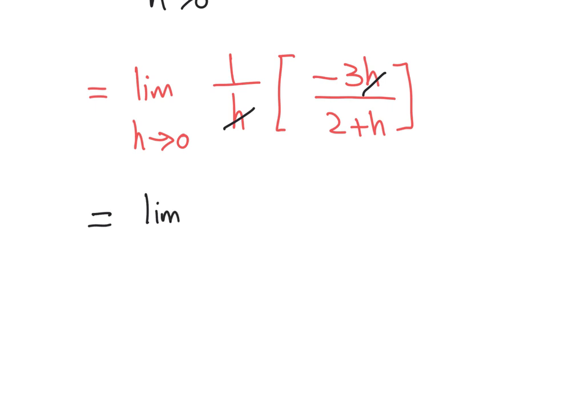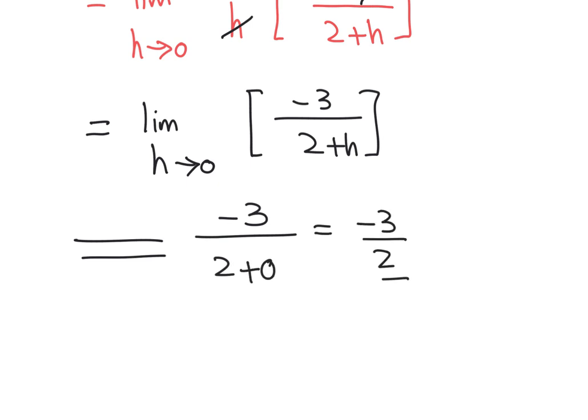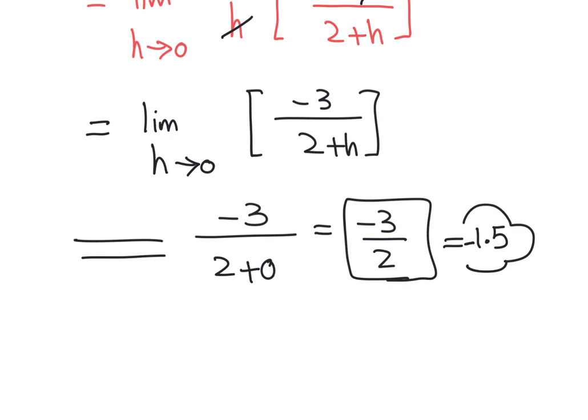So the limit of minus 3 over 2 plus h. Now it's time to sub h in your fraction, I mean 0 in your fraction. So it's minus 3 over 2 plus 0 equals minus 3 over 2. Or you can write it as a decimal, minus 1.5. This is the slope of tangent at x equals 2.